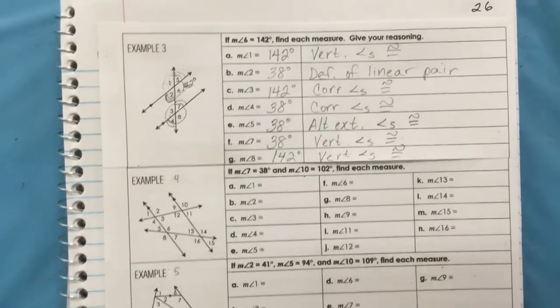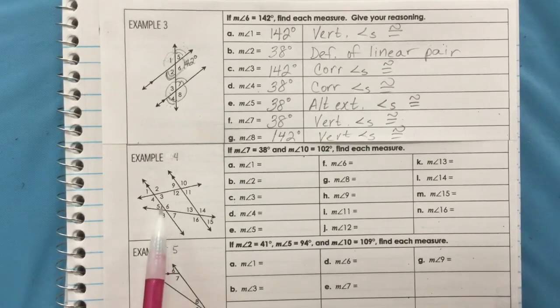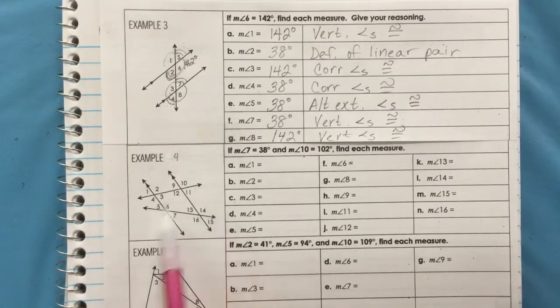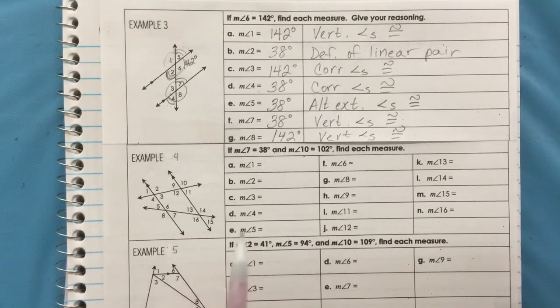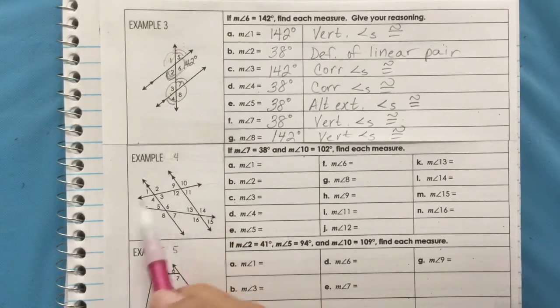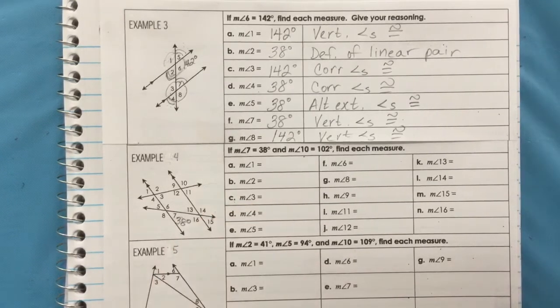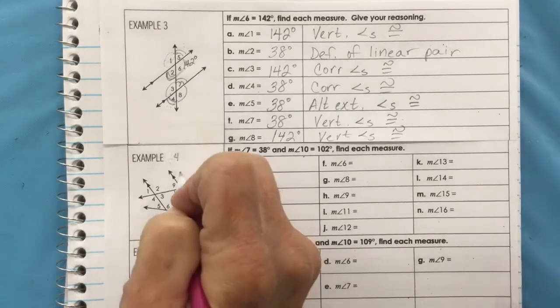All right, now example 4 is a little more complicated because we have 2 transversals crossing these parallel lines, and if you go the opposite way, this is a transversal, but they're not parallel. This is a transversal, not parallel. So let's go ahead and look and see what we can figure out here. So it says that angle 7 is 38 degrees, so I'm going to put that here. It says that angle 10 is 102.